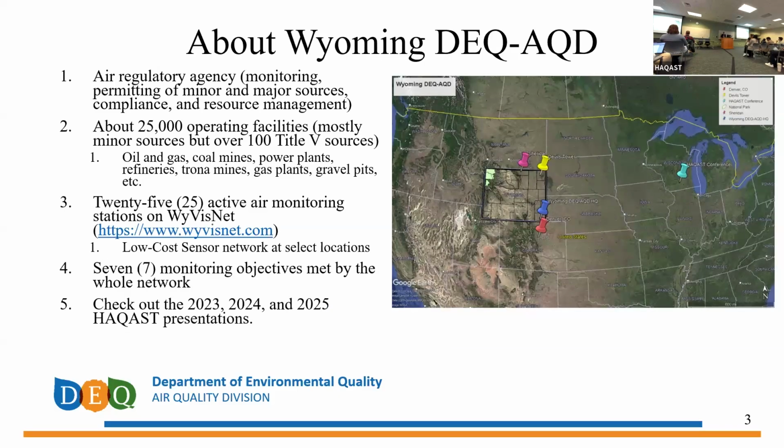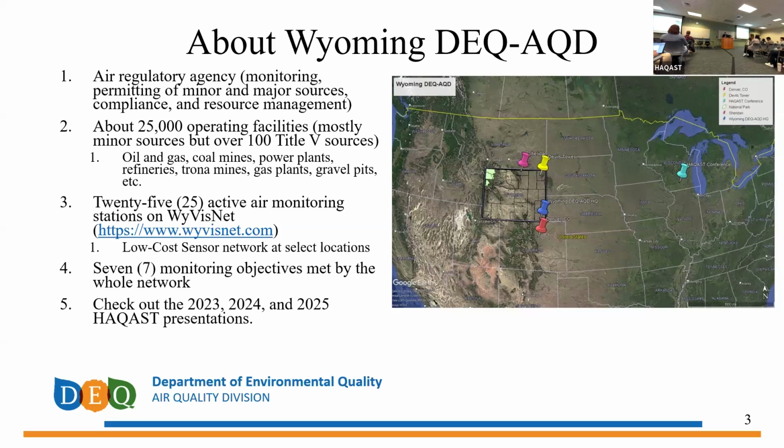So I always like to start with a little bit about Wyoming DEQ. We are in Cheyenne in the southeast part of the state, though we have field offices throughout. In the Air Quality Agency, there's about 80 of us overall. We have primacy for ambient air monitoring, permitting of minor and major sources, stationary compliance, resource management like emissions inventories, meteorological forecasting, rulemaking, and state implementation plan development. Lots of facilities in Wyoming, overall minor sources, but over 100 active Title V sources. And you can just see on the slides some of the types of facilities we regulate and permit.